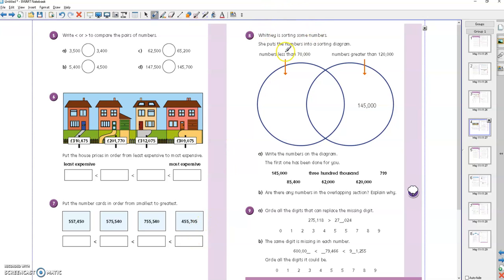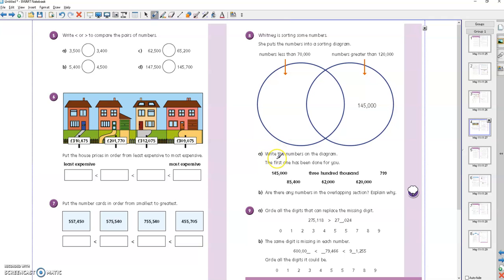For question 8, you've got a Venn diagram here, or sorting diagram. She puts the numbers into it. So this circle here should have numbers that are less than 70,000. This circle here should have numbers that are greater than 120,000. And then you've got a bit of overlap here. So this is supposed to be the place where you'd put numbers that follow both rules.